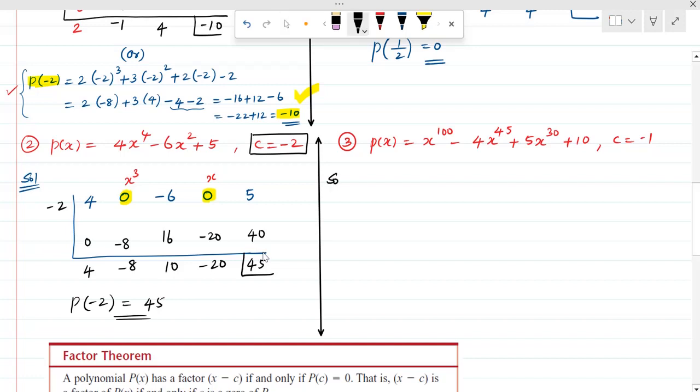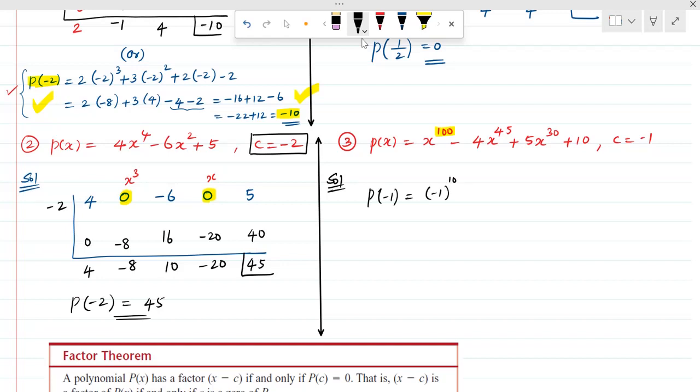Now the next one. Here the synthetic division fails. If you do this one, it is x to the power 100. That's why we will use this technique to prove this rule. I will not use the synthetic division because it is x power 100. How will you solve this one? It would be very long using the synthetic division. That's why I just use this technique. I just substitute here minus 1 and get the answer.